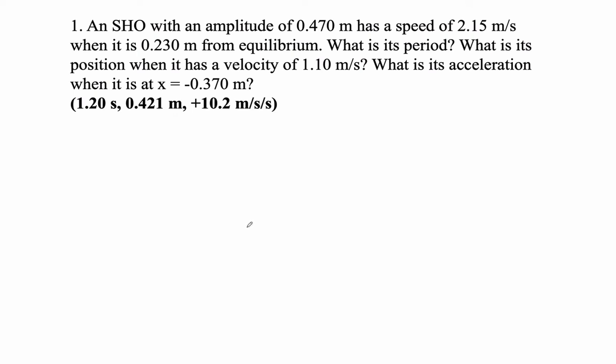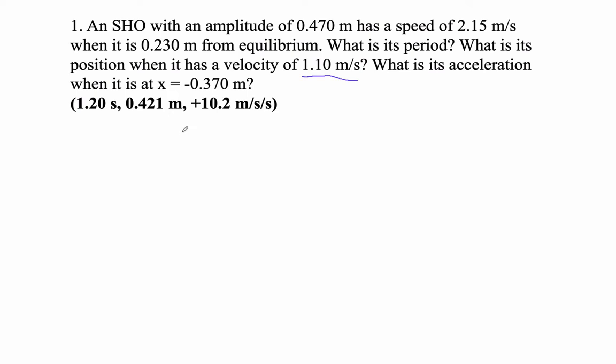A simple harmonic oscillator with an amplitude of 0.470 meters has a speed of 2.15 meters per second when it is 0.23 meters from equilibrium. What is its period? What is its position when it has a velocity of 1.1 meters per second? What is its acceleration when it is at x equals negative 0.37?